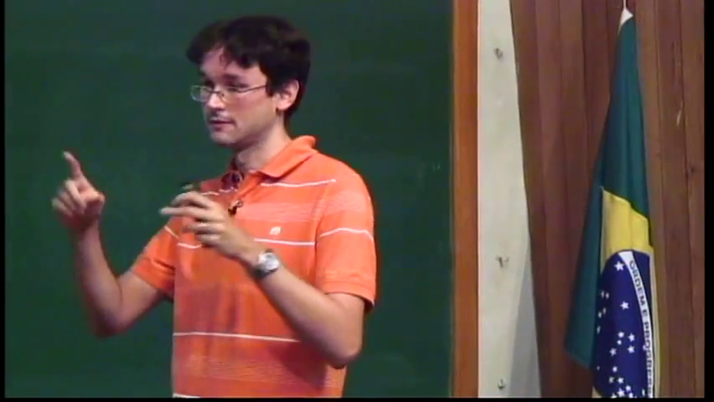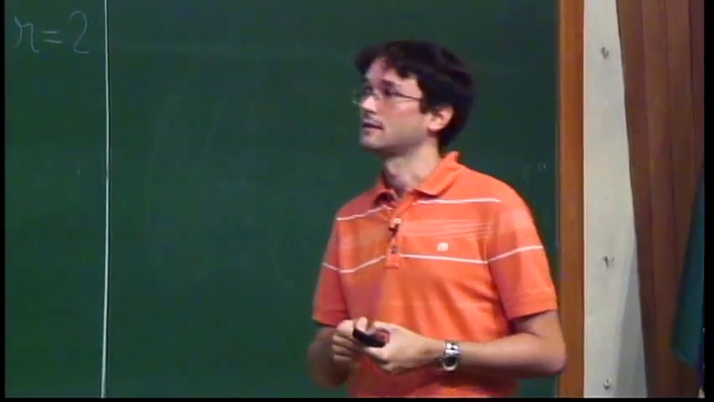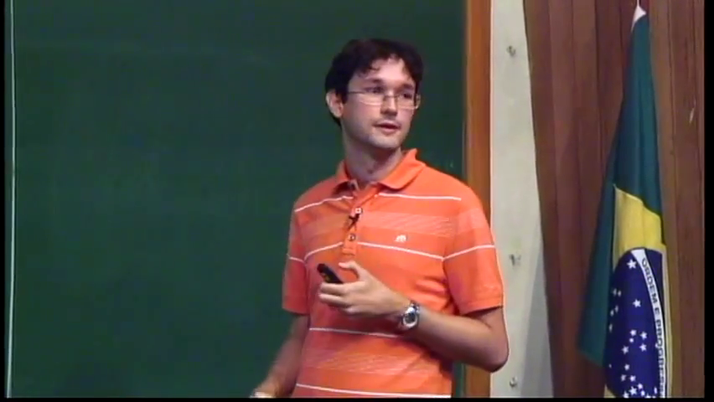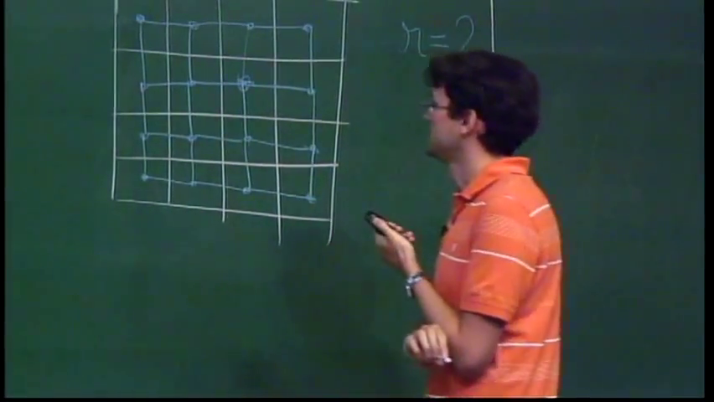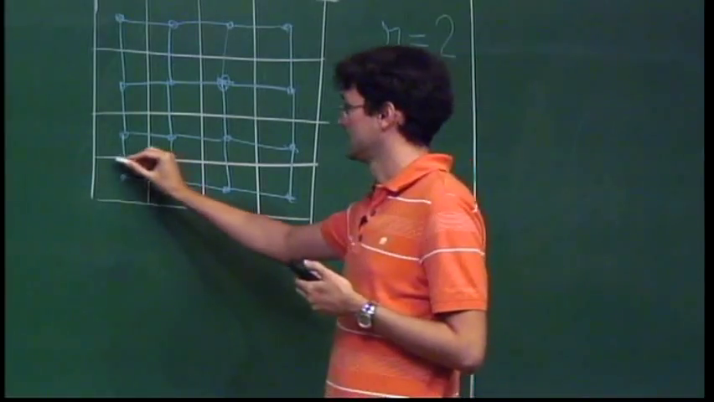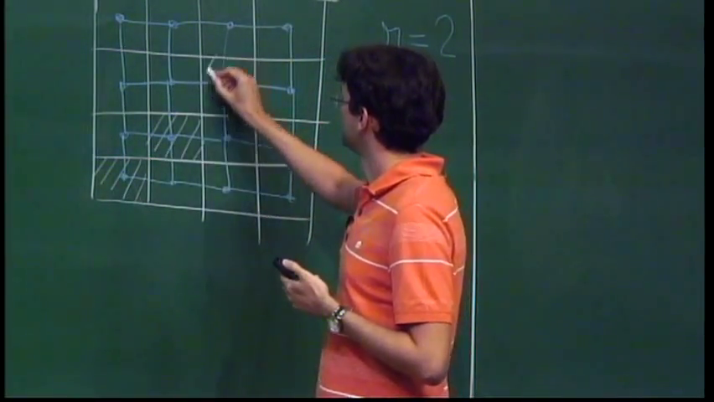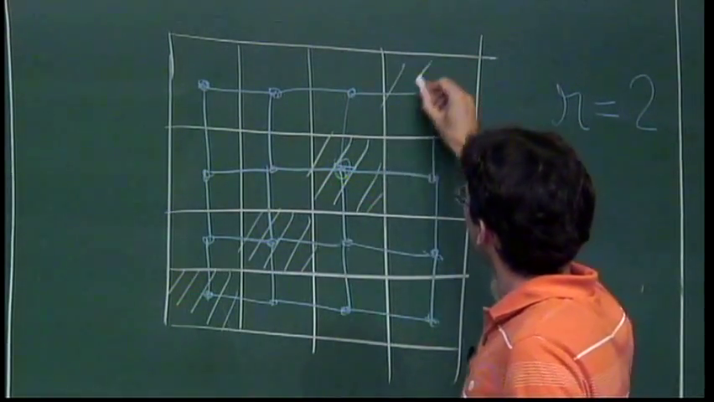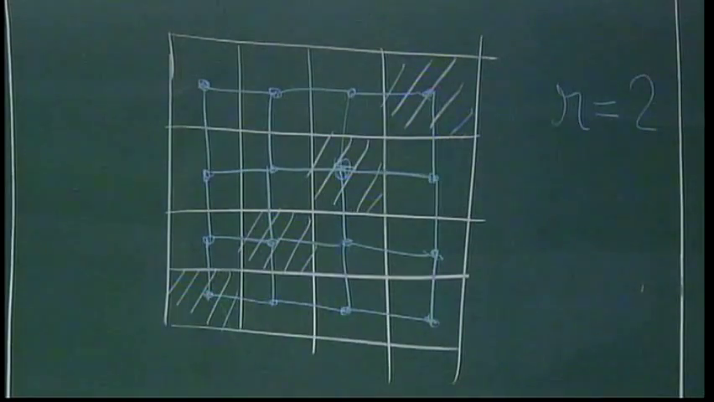In the grid, what is the minimal number of infected vertices that I can have in order to infect the whole thing? This is an easy exercise. You can prove that the diagonal has the smallest number of vertices to infect the whole thing.